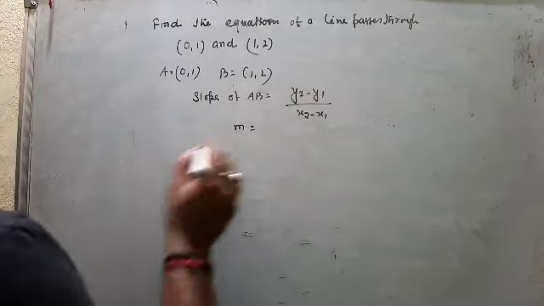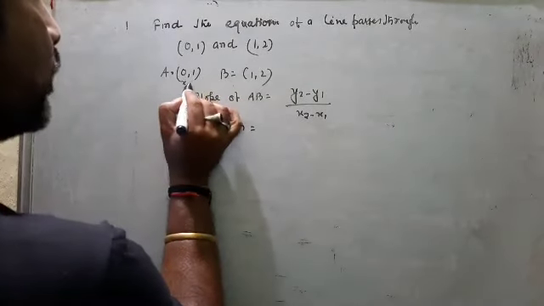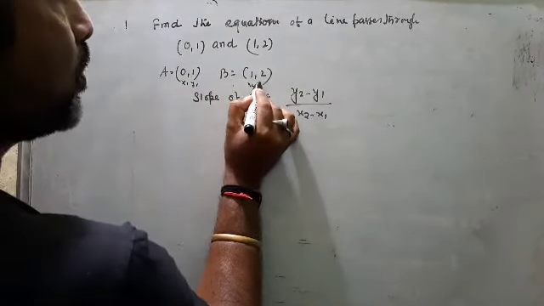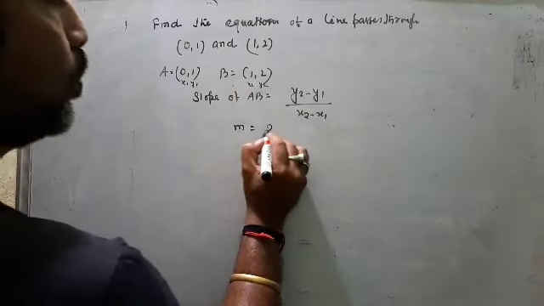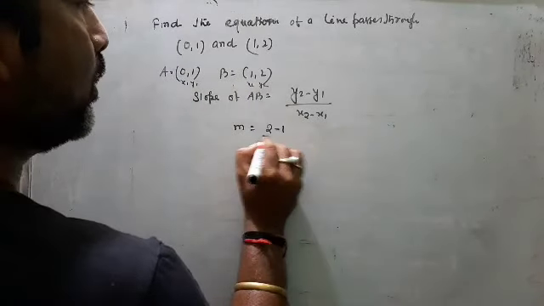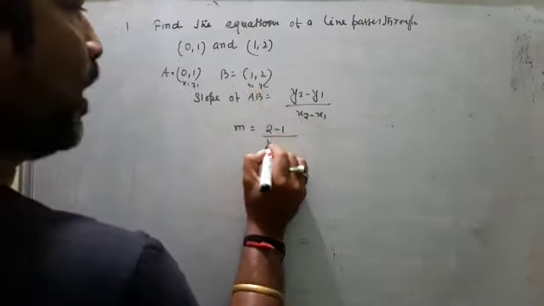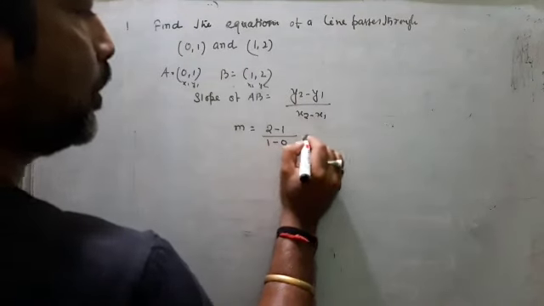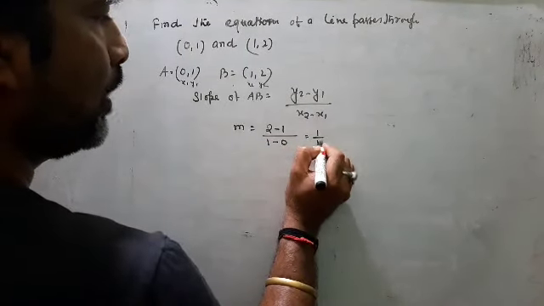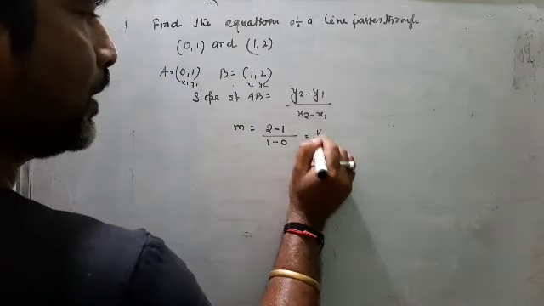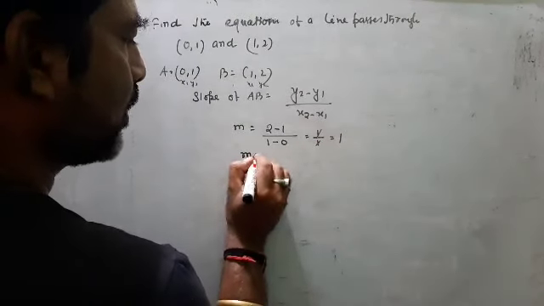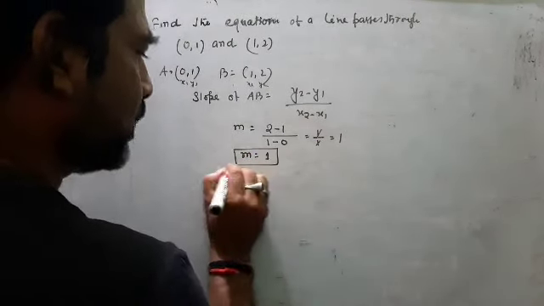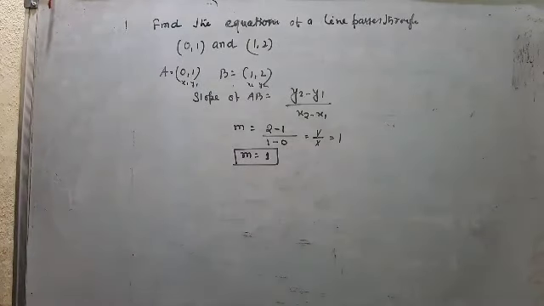M. So this is your x1 y1 and this is your x2 y2. So y2 2 minus 1 by x2 1 minus 0. So this is 2 minus 1 by 1, which is 1 by 1, so 1. So M is 1. So my slope is clear, M is 1.